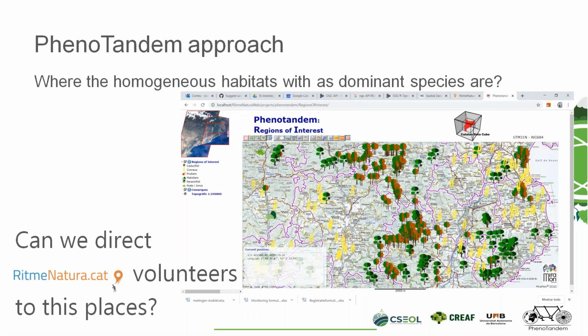So the phenotype approach is really about knowing where these homogeneous habitats with dominant species are, and trying to direct the volunteers to those places. And we have a map where people can go. They find out where those places are. They have a GPS to actually go to those places and then provide us with information of what they have seen.